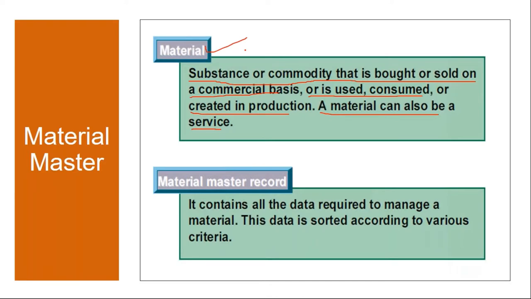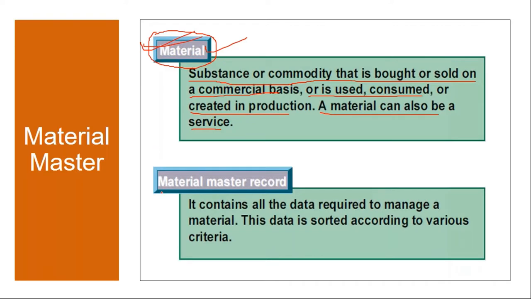It can be a raw material which is purchased. It can be a packaging material which is used for packing activity. It can be a finished product which is sold outside. A machine spare parts or consumables like floor cleaning liquids, oils, or even stationery, pen, pencils. All those things are called materials in SAP system. So material can be anything. Purchased one, produced one, used as a consumable, all are called materials in the SAP system.